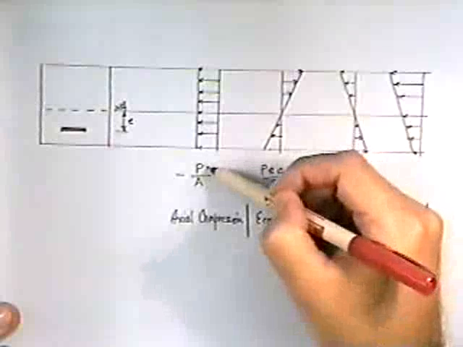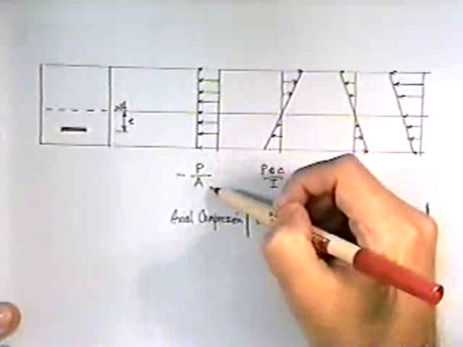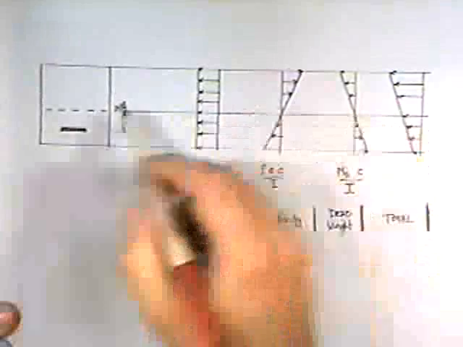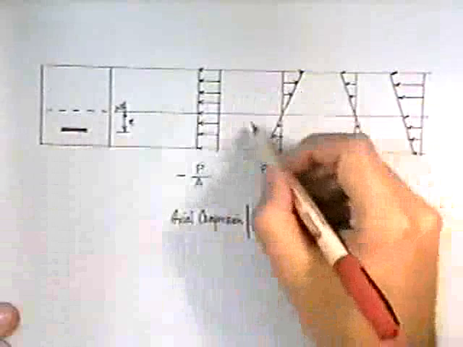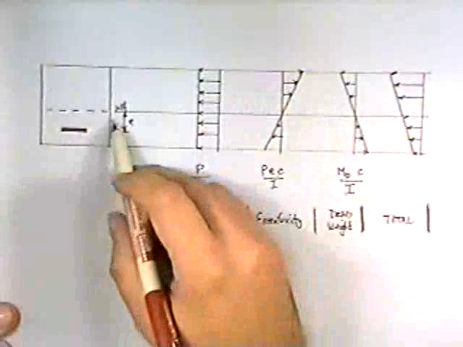So the stresses that you develop are P over A, compressive forces or stresses. And because the tendons are down here at the bottom, it's going to create a bending moment about the neutral axis.